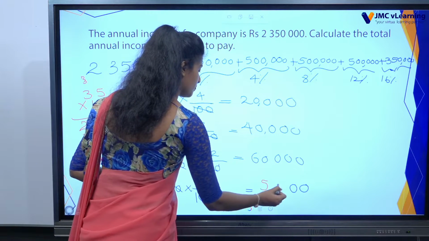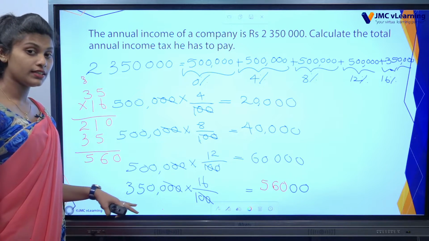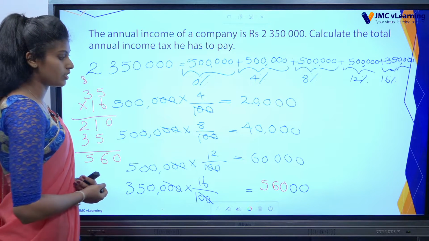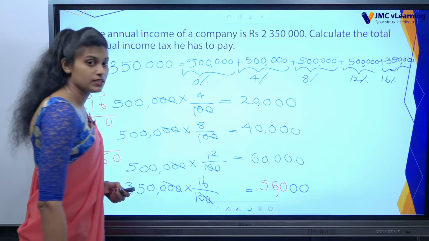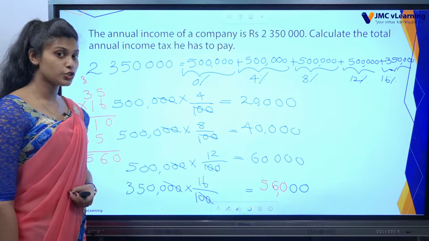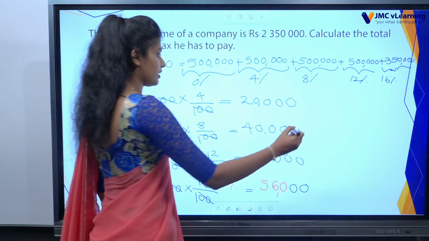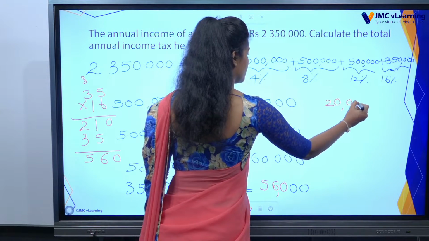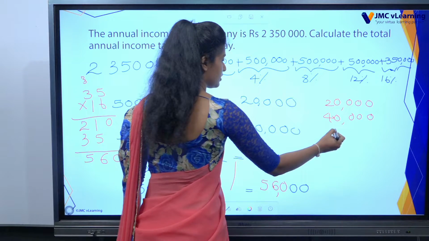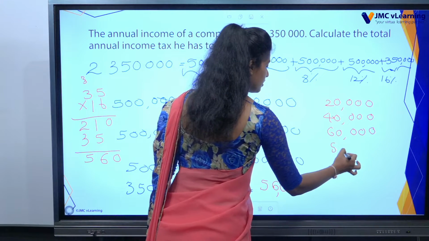Let's put here 560. That means for the tax to that 3 lakhs and 50,000, the tax is 56,000. To find the total tax he has to pay, what you have to do? You have to add this all. Then let's add 20,000, 40,000, this 60,000 and here 56,000.